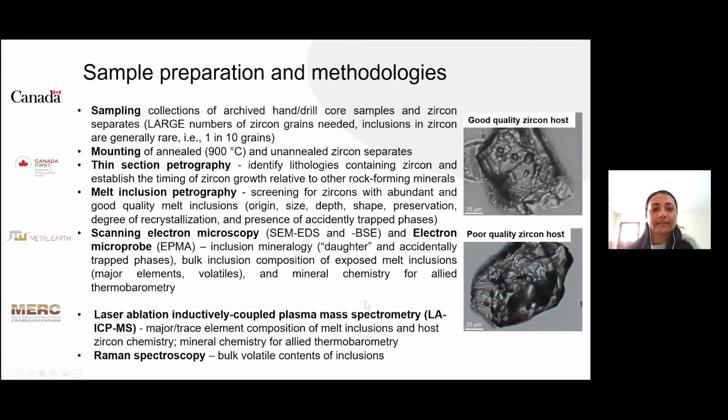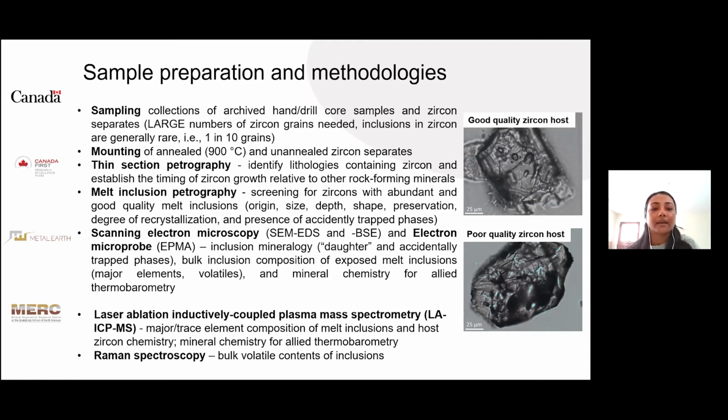So we have managed to collect a number of samples from archived hand and roll core samples, as well as zircon separates. We need a large number of zircons for the study because the inclusions in the zircon are generally rare, and some zircons are of poor quality, and we generally need a good zircon host to study these melt inclusions. So half of the population of zircons are being mounted as is, and the other half are being annealed at 900 degrees Celsius. This is so that we can obtain bulk chemistry for the silicate melt inclusions from homogenized inclusions.